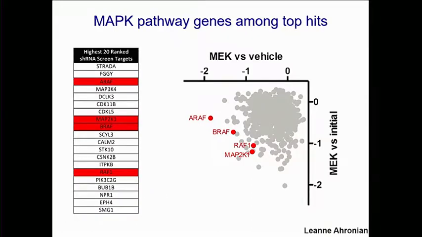Well, it turned out 4 of our top 15 hits were still in the MAP kinase pathway. We had all three RAF genes, ARAF, BRAF, and CRAF, which is also called RAF1, as well as MEK1 itself. And this was really puzzling because we intentionally designed this screen to avoid issues in the MAP kinase pathway.